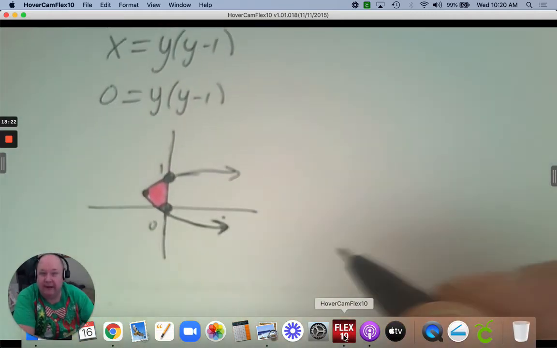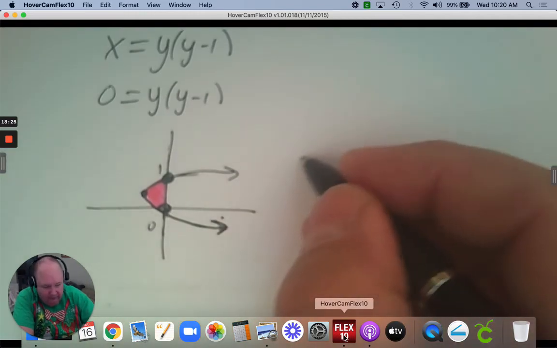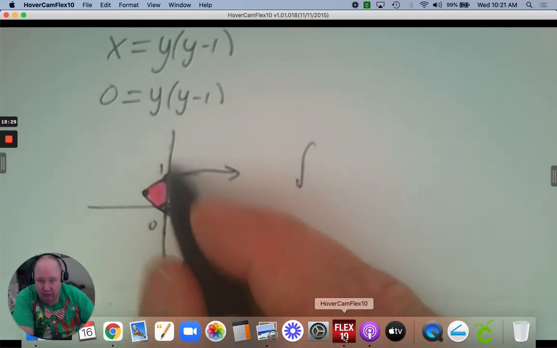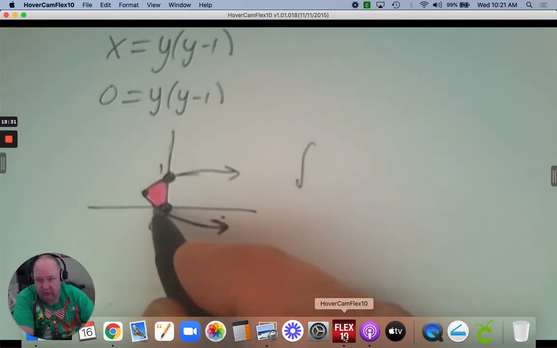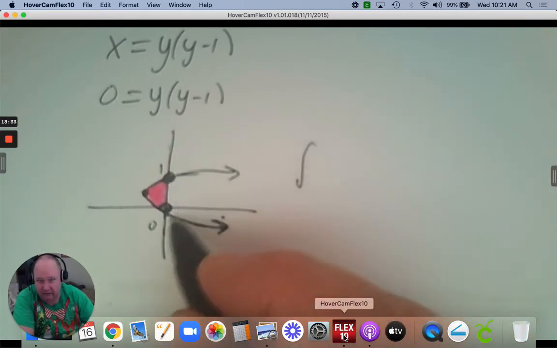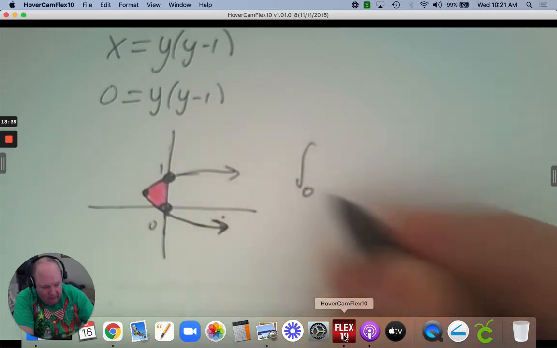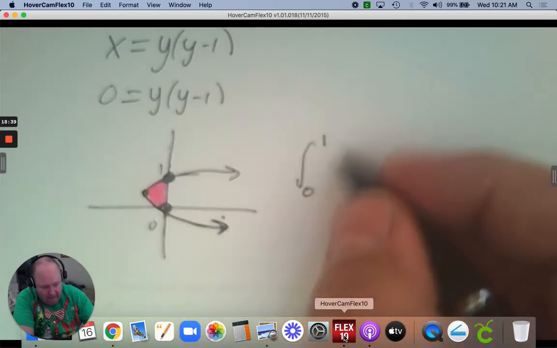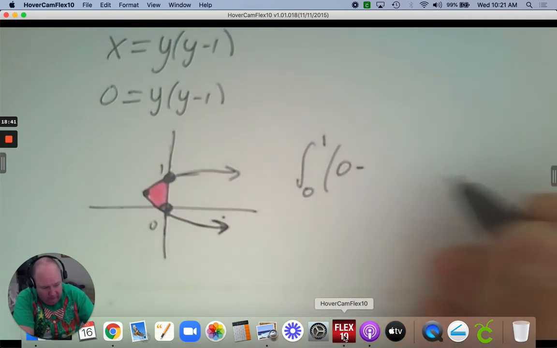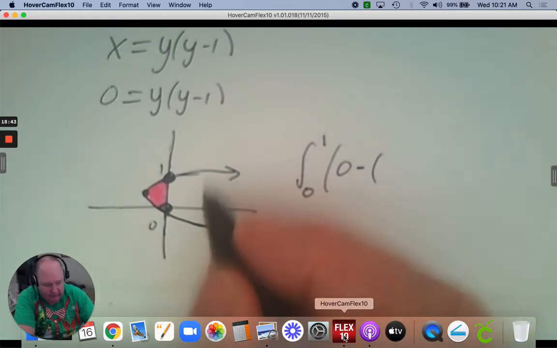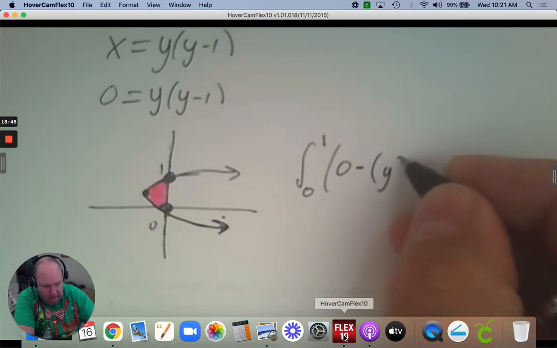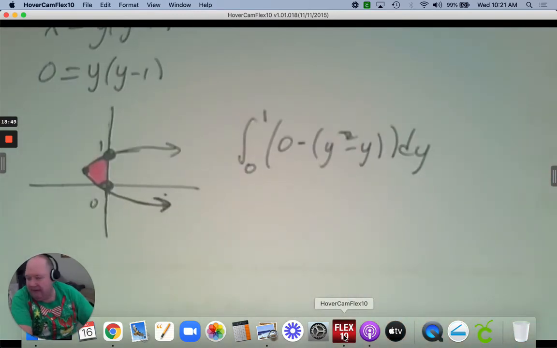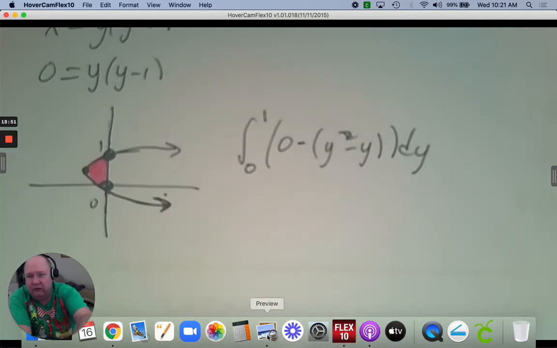So to find the area, that pink area, it's an integration question. Because it's x equals y, we're going to go right, subtract left. It's the y values we use for the limits. So the lower y value is 0. The upper y value is 1. And then it's right. Now the right side is 0. Subtract the left, which is y squared, subtract y. And that would give you the area. And does it ask you to actually find the area?